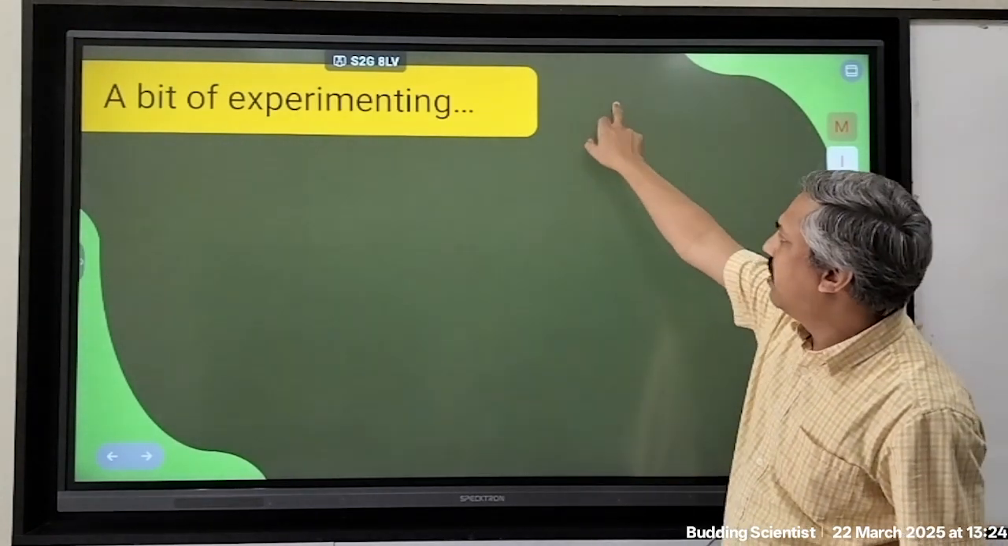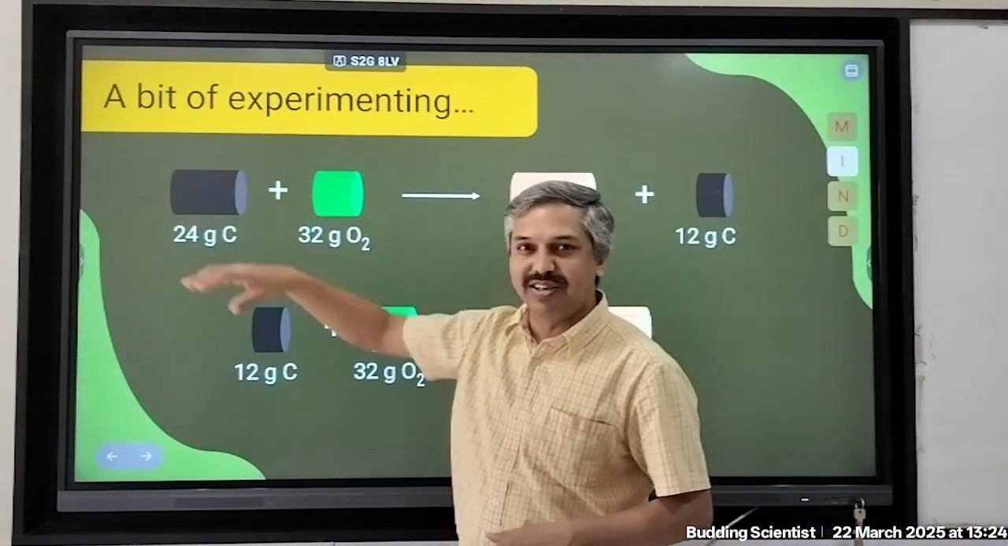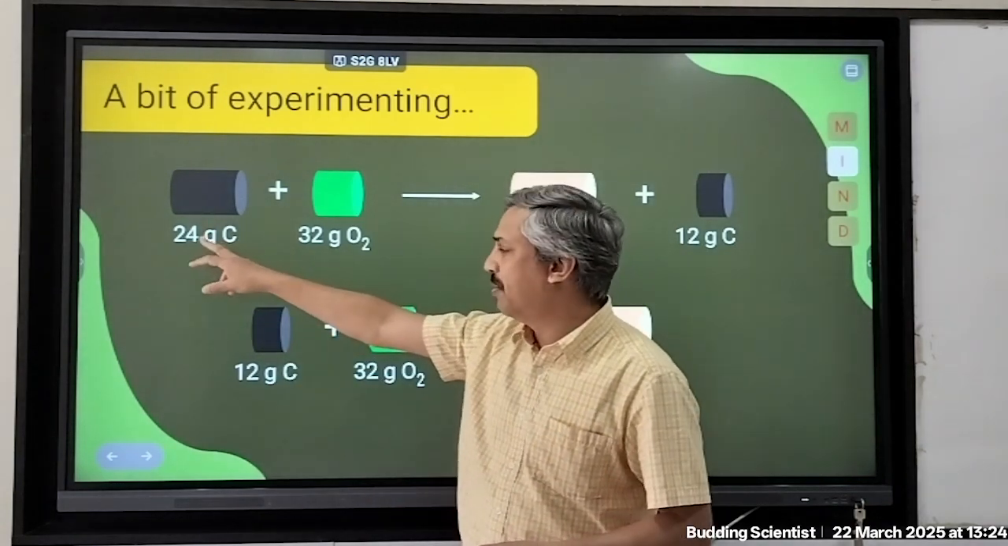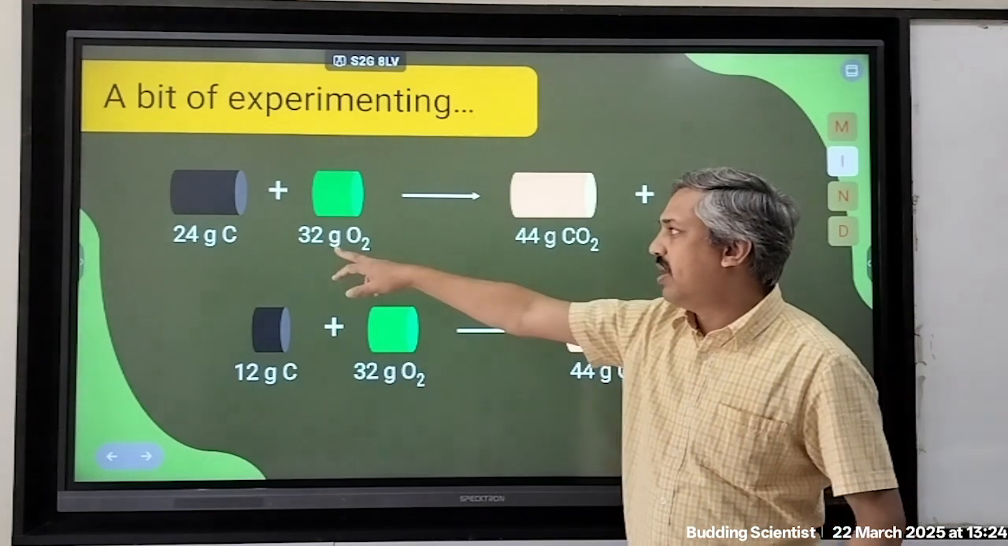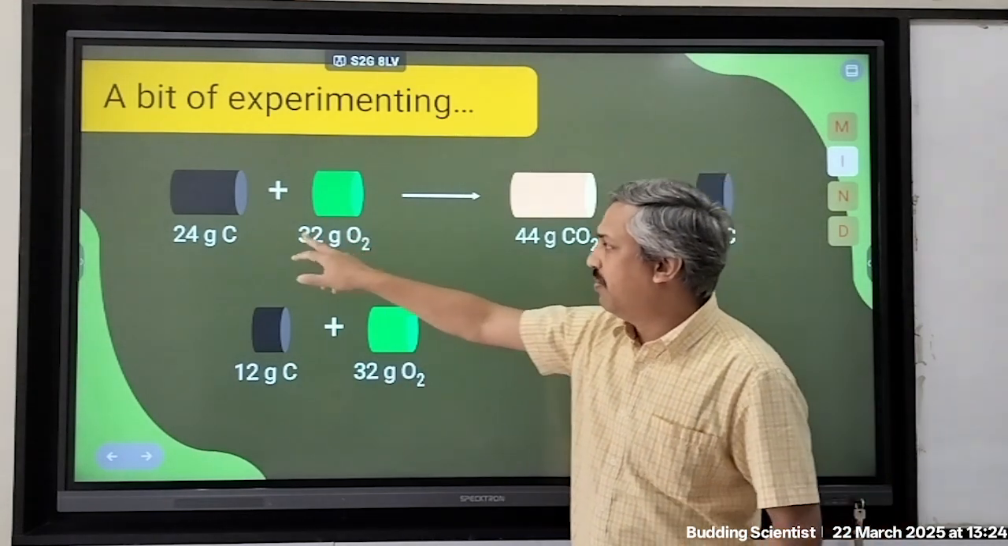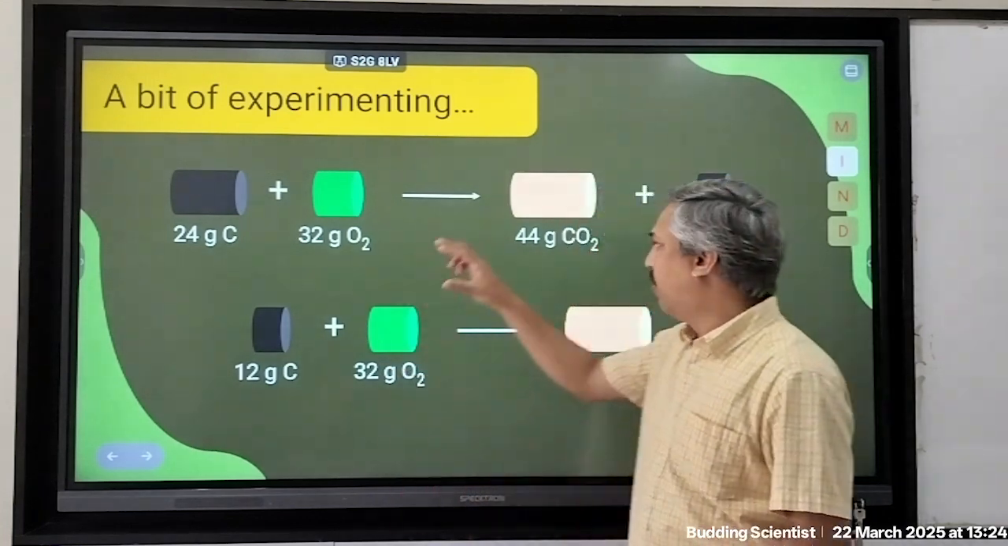A bit of experimenting. Dalton said, why don't we do it the other way? Now the carbon is kept in excess. So rather than 12 grams of carbon, 24 grams of carbon. This 24 grams of carbon will react with 32 grams of oxygen, but we know 32 grams of oxygen was only reacting with 12 grams of carbon. So the 12 grams will remain.